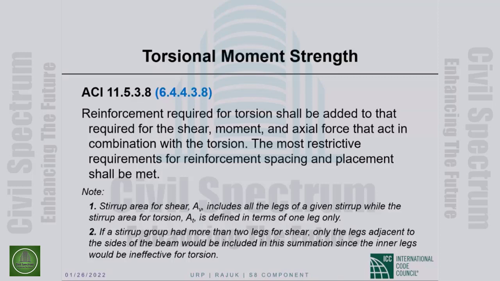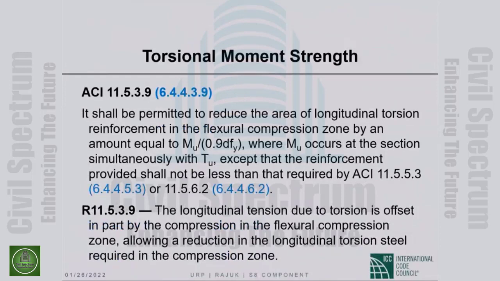Okay, torsional. If you visualize torsional shear, then stirrup area for shear includes all the legs of a given stirrup, while the stirrup area for torsion is defined in terms of 1 leg only. If a stirrup group had more than 2 legs per shear, only the legs adjacent to the sides of the beam would be included in the summation, since the inner legs would be ineffective for torsion. Okay, so both of those notes are pretty important.